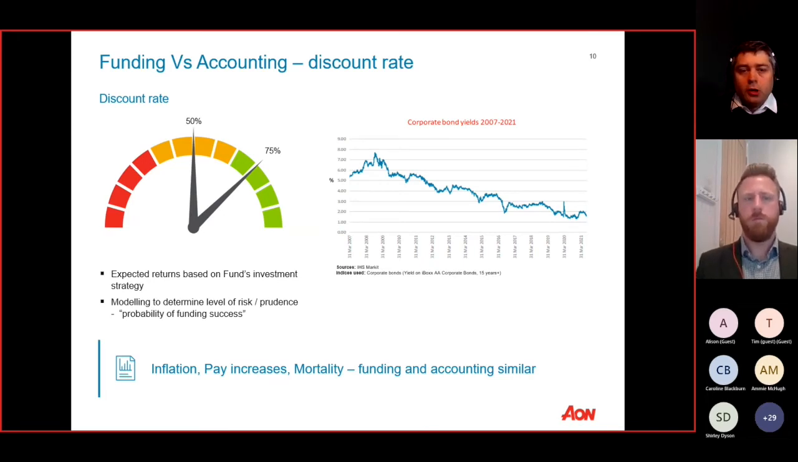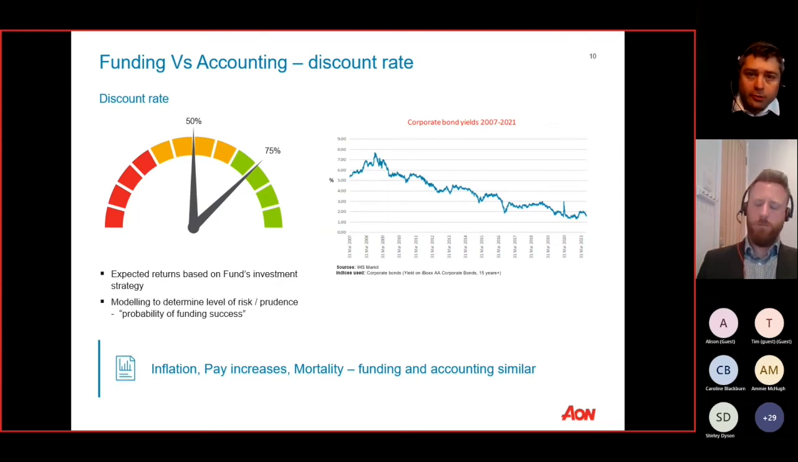The tracker chart on the right of this slide shows how corporate bond yields have fallen persistently over the last 10 years or so. And this market movement alone has broadly doubled accounting liability valuation over this period. You remember, the lower the discount rate, the higher the value of the liabilities. This is in sharp contrast to how pension funding works, as we talked about in our previous section. In the real world, when we set the valuation assumption, the discount rate is based on the expected returns on the fund's assets, and then we apply a level of prudence around that.